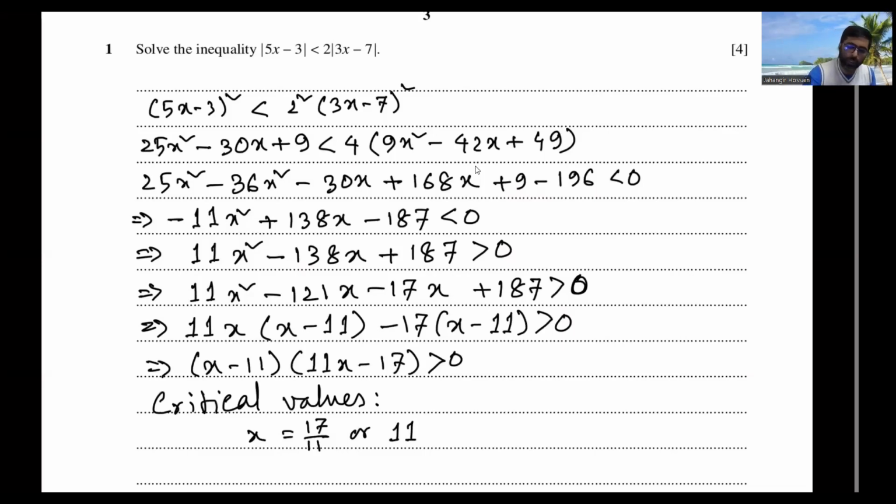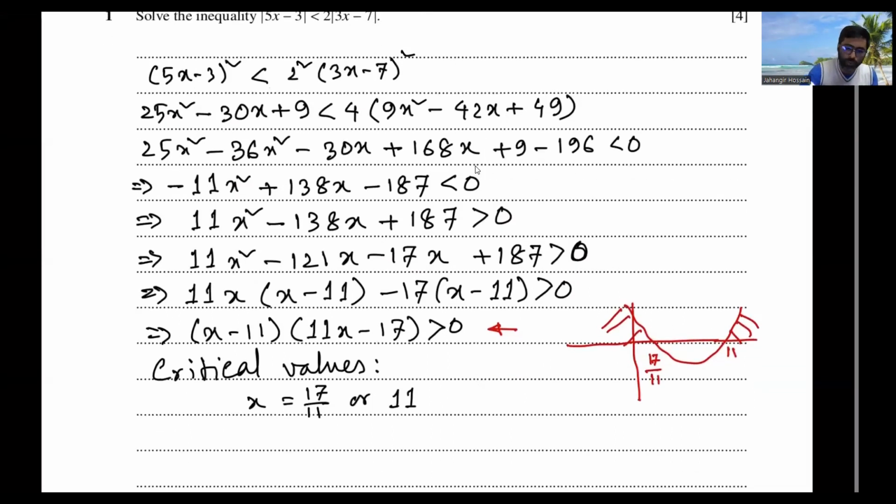It's a quadratic inequality. You see, if you look at the final inequality, it's a quadratic inequality and this is greater. If it is greater and it's quadratic, so the region should be above the x-axis. Since it is greater, these are the points of intersection, 17 by 11 and 11. So this is the region. So the set of x will be x less than 17 by 11 or x greater than 11.